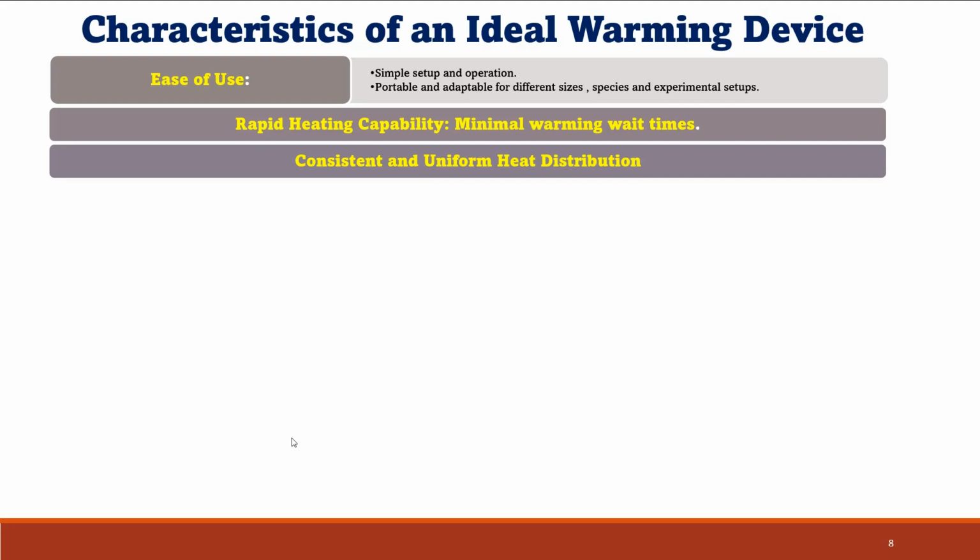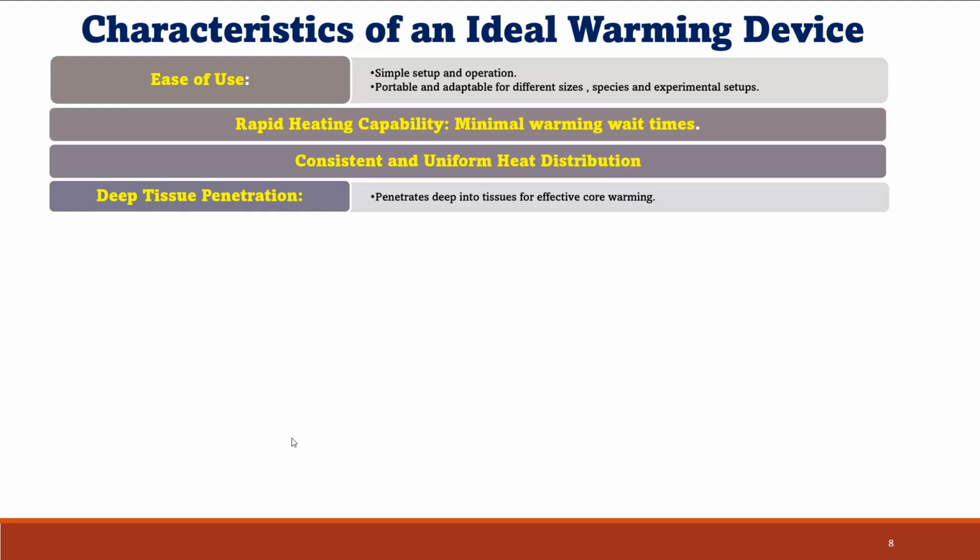Next, we have consistent and uniform heat distribution. The warming system should ensure that the warming is consistent and is able to maintain the anesthetized animal at a preset or predetermined stable body temperature by effective thermoregulation. Next, we have deep tissue thermal penetration. The warmth that is generated from the device should be capable of reaching greater tissue depth for effective core warming without the risk of animal burns.